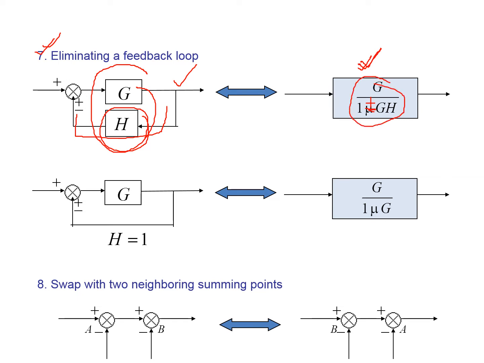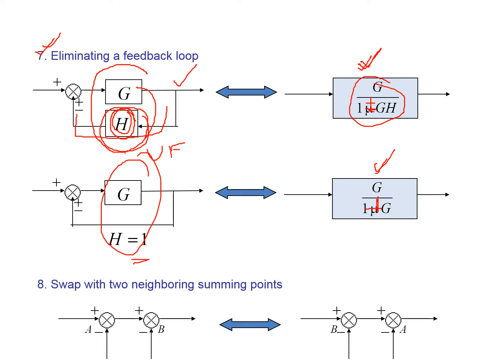And similarly, if we consider the unity feedback system, that is nothing but this H, the feedback gain, is unity, 1. That time this system is represented by a single block which is having the transfer function G by 1 plus G, since the H value is 1. Okay, that is the seventh rule.